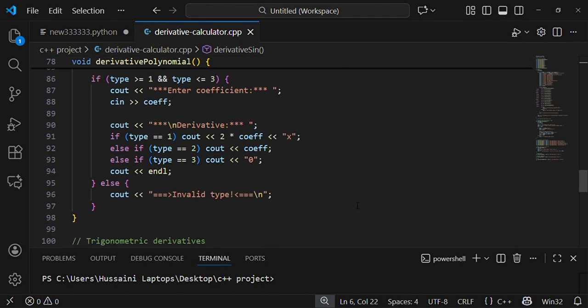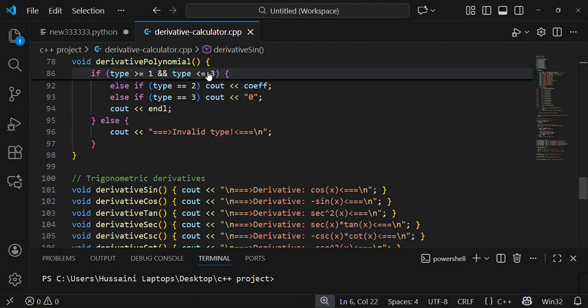And here I use conditional statements of if else. If type equals 1, cout the 2 into coefficient and cout the x. Else if type equals 2, cout coefficient. Else if type equals 3, cout 0. So this is about the polynomial.